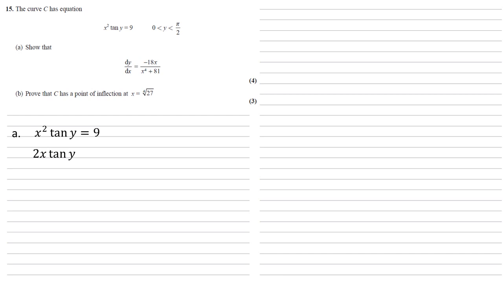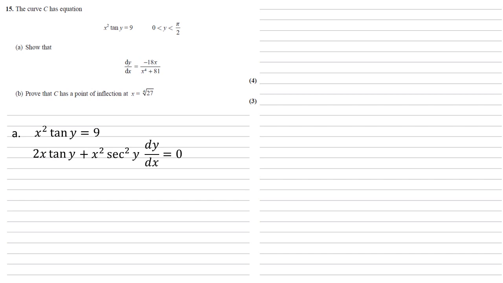Now remember, we're differentiating with respect to x, and this is tan y, so the chain rule comes into play. So the differential of tan is sec squared. So we're going to get sec squared y dy by dx. We've got to remember that dy by dx part there for the differential of tan, and we're keeping the x squared in front of it because of our product rule. And then on the right hand side, the differential of 9 equals 0.